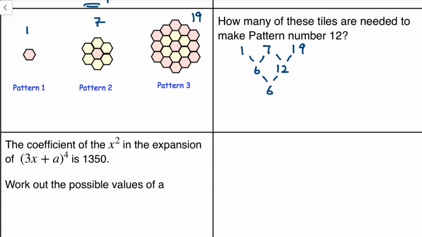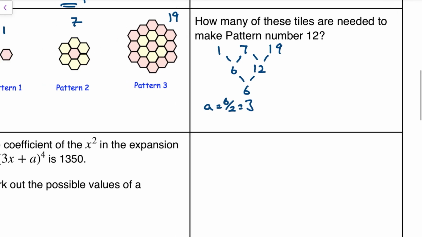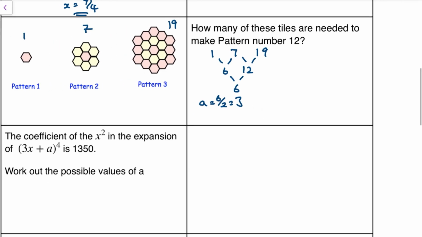So that means my second difference is 6, which means my A is going to be 6 divided by 2, which is going to be equal to 3. Right, I'm trying to work out how I can do this because I don't have a lot of space. Maybe I'll go to the right, it might be easier.